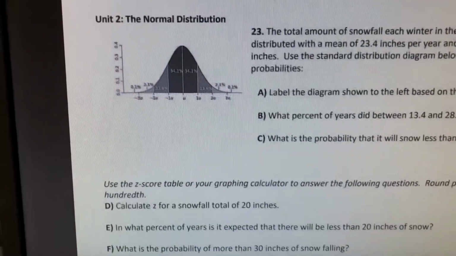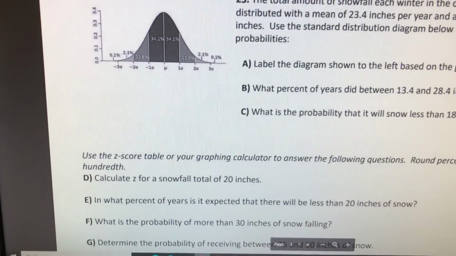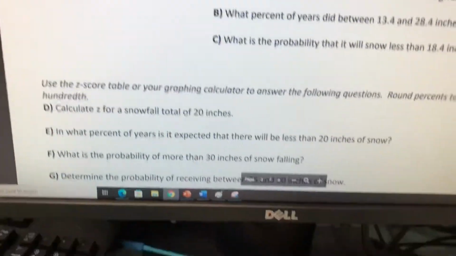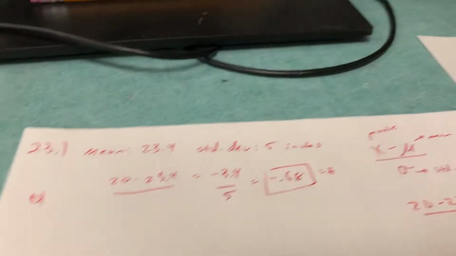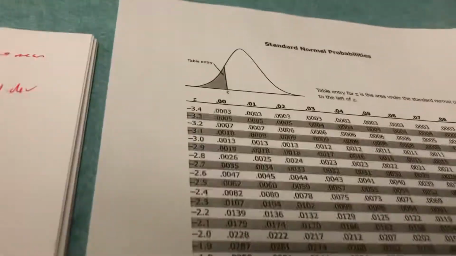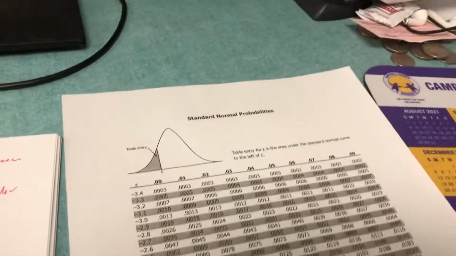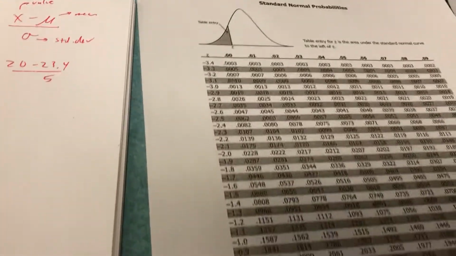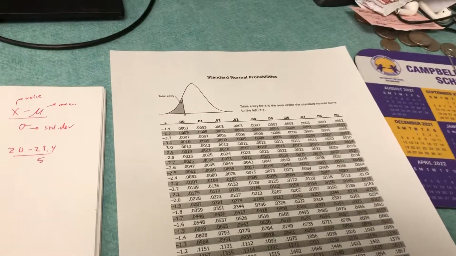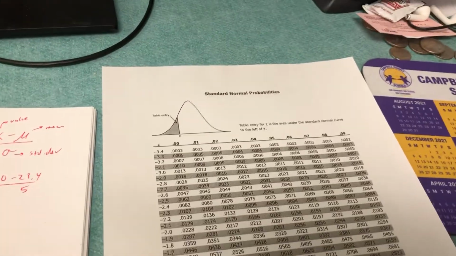Let's go on to part E here. It says, in what percent of years is it expected there will be less than 20 inches of snowfall? So we're going to the table for a Z-score of negative 0.68. Let's take a look at our table here. Negative 0.6 is right here. And the 0.8 over here looks like it would be negative 0.68.